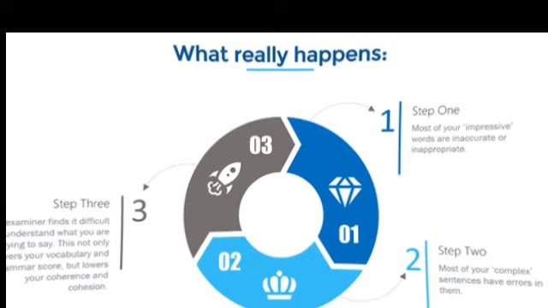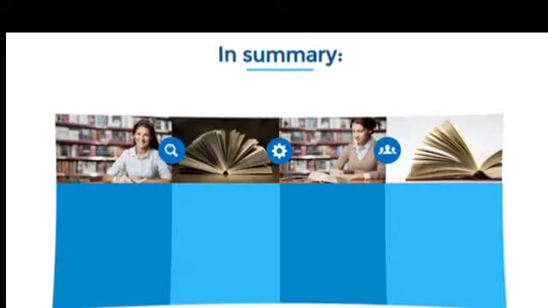Because what does coherence mean? Coherence means, is it easy to understand the essay? If you're using words, phrases, grammar, structures, all of those different things incorrectly, it makes it extremely difficult to understand, and it lowers your coherence.